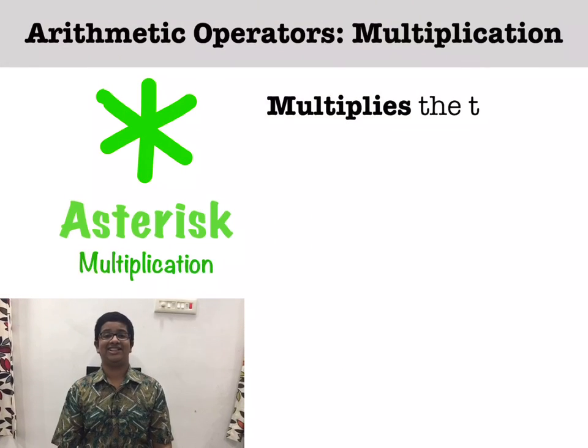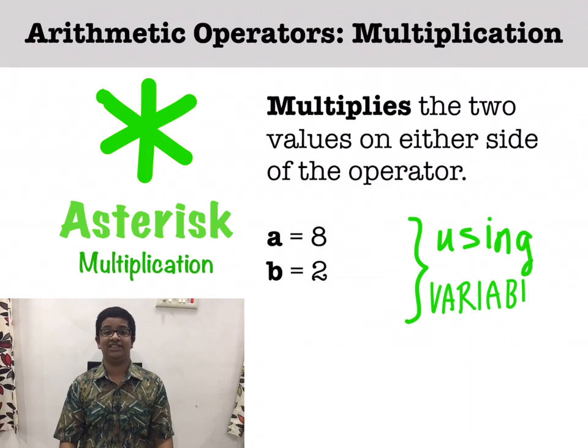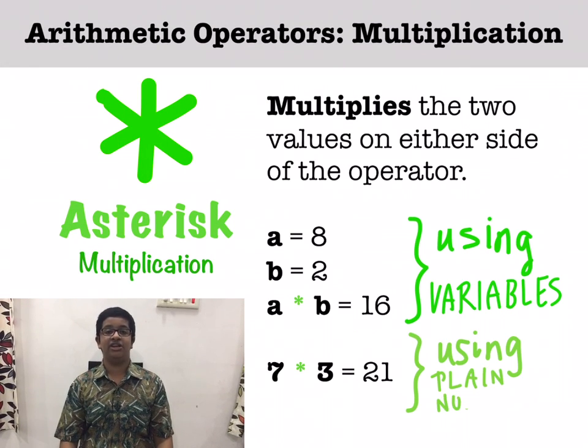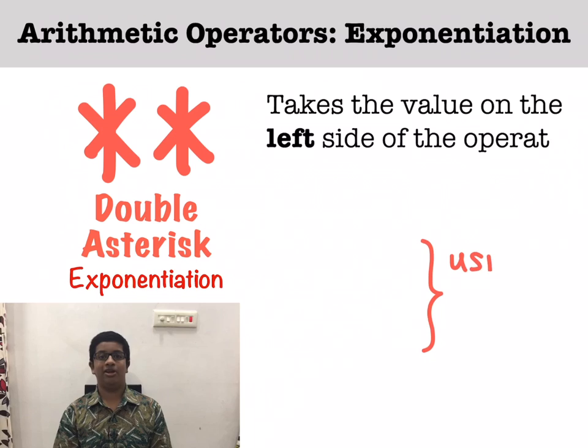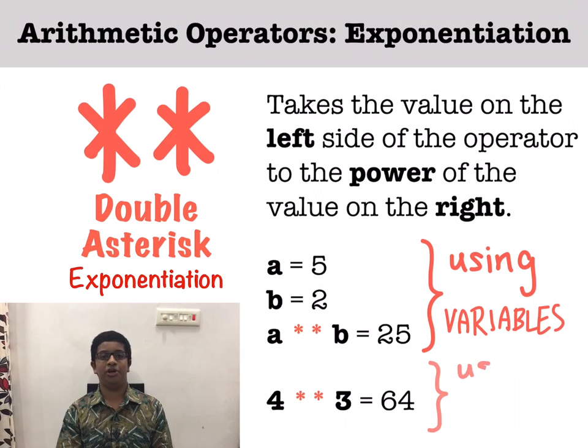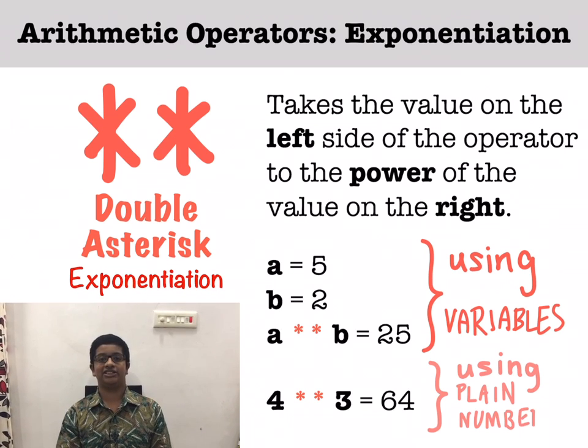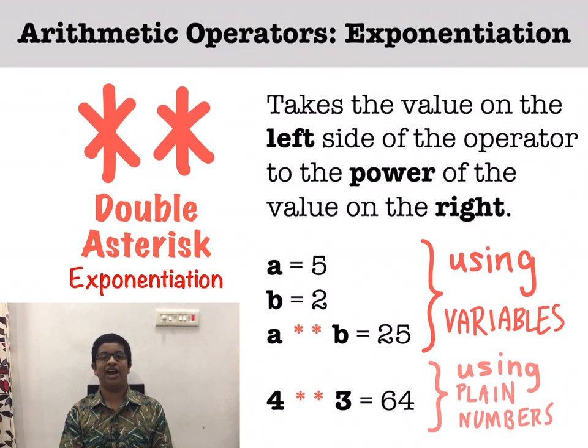Asterisk. The asterisk sign is used for multiplication. It multiplies the values on either side of the operator. Double asterisk. The double asterisk is used for exponentiation. It takes the value on the left and takes it to the power of the value on the right.